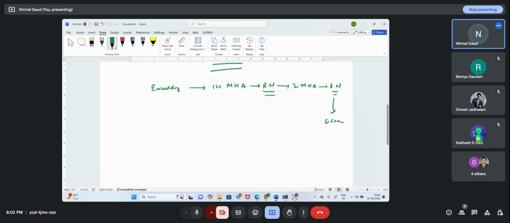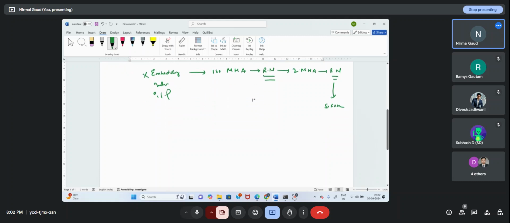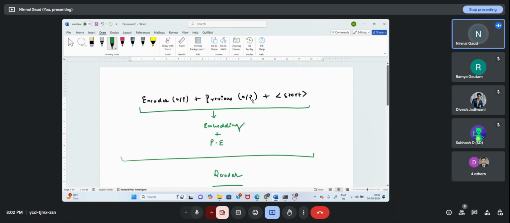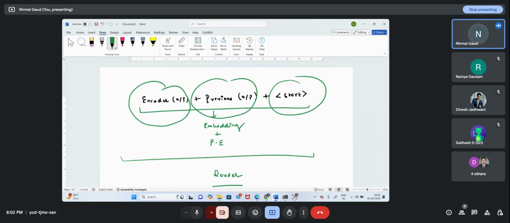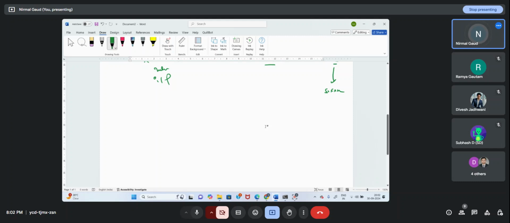आपको एम्बेडिंग किसकी करनी है? इनपुट की करनी है। इनपुट क्या आया? What is the input given to the decoder? The input given to the decoder, as I mentioned, is the encoder output, previous output, and the start. That is what you have seen, that the encoder output was hello how are you, this was the input.